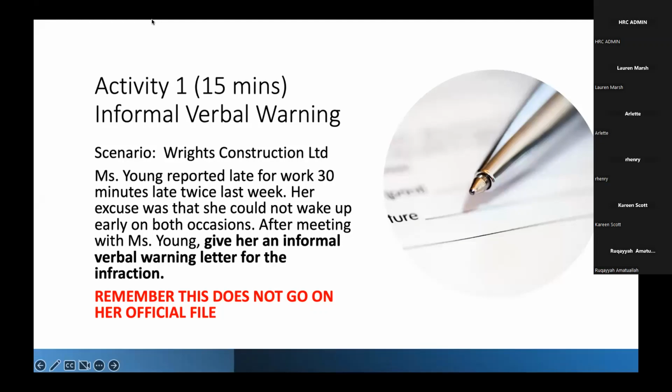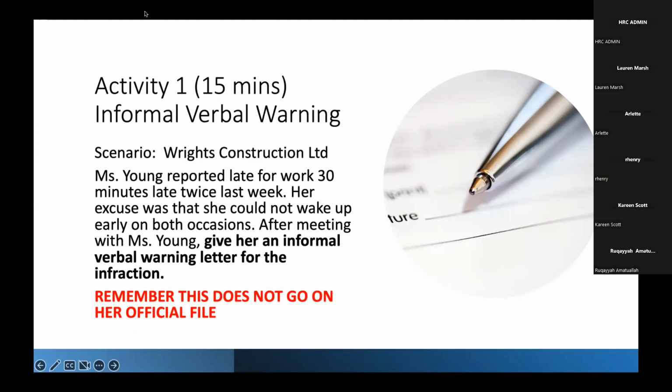Mr. Marsh, good morning. Morning. All right, this is Amatola. I joined late. Can you tell me what we're supposed to do with this activity here? Right. So what we're doing here is that I spoke to the group a while ago, or the team, about giving the different types of warnings, right? The one that was mentioned was the informal verbal warning. And I'd have said to the team that it's a conversation that will be had with the individual team member, but you won't log it on their personal file.